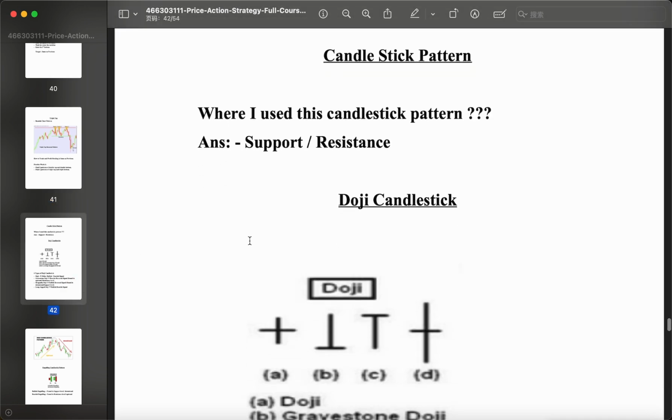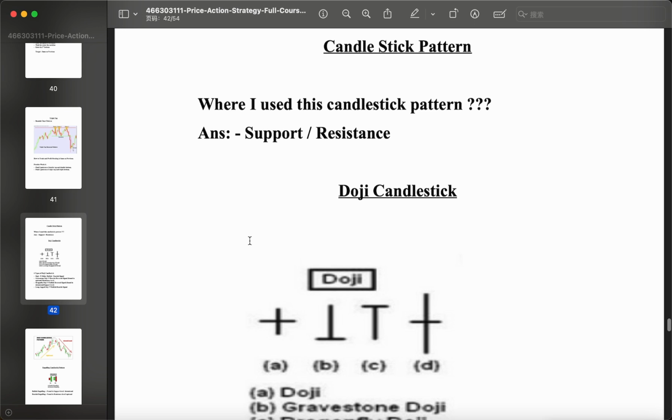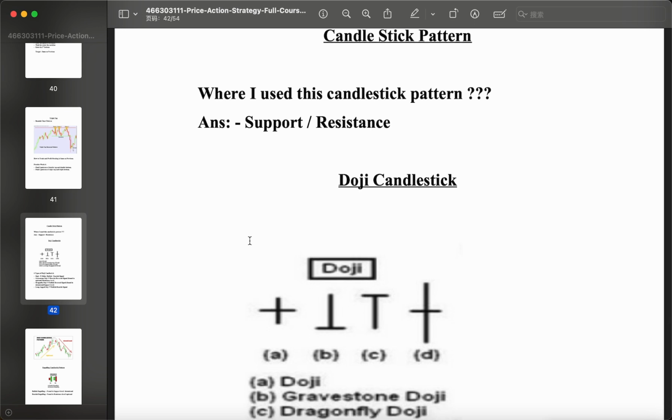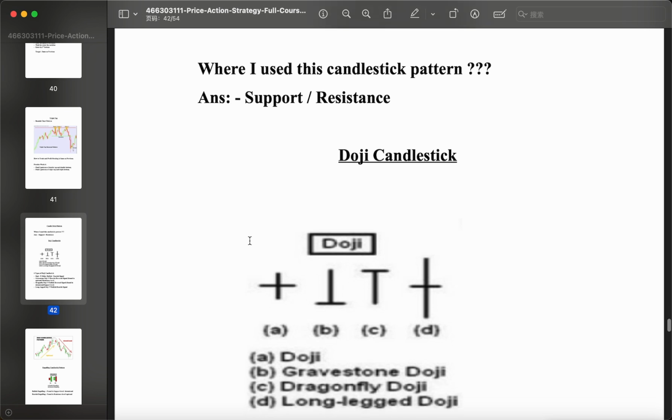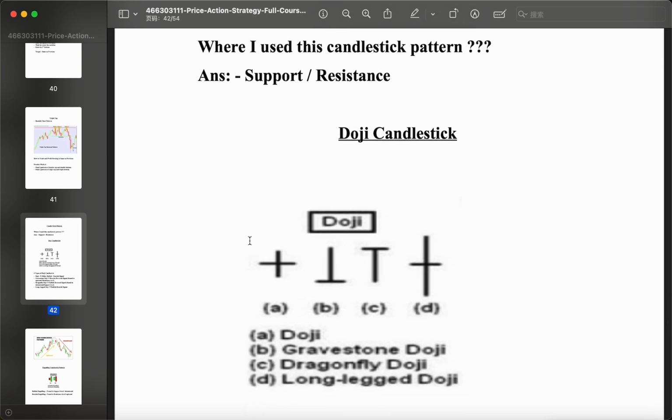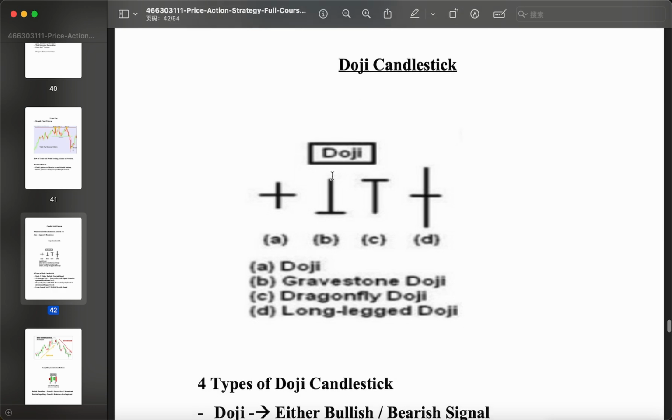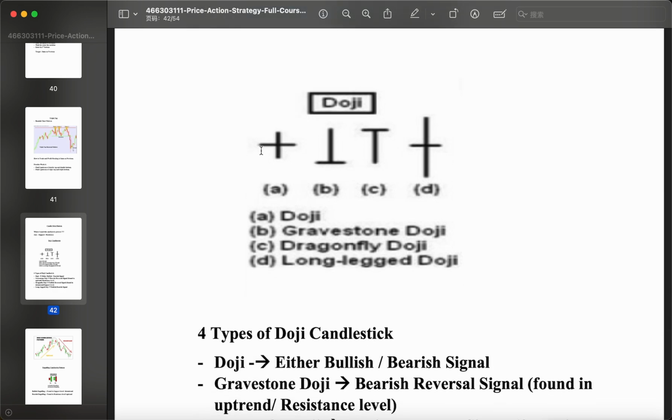Here we have mentioned the Doji candlestick before. Now we show you different candlestick patterns. There are many forms of candlestick patterns. I use these candlestick patterns when price is hitting a support or resistance level, and you see there are different forms of Doji star. It looks like a star because it's all thin and there is no red rectangle.